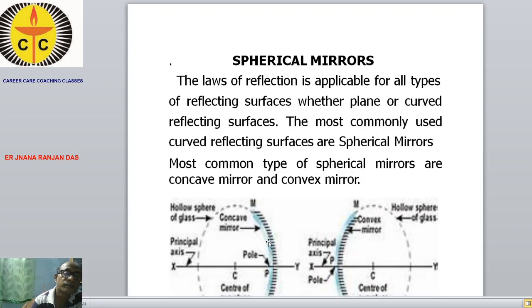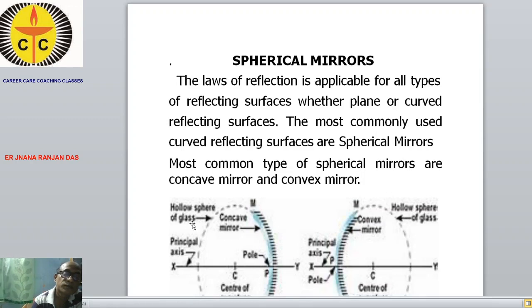The concave mirror is a spherical mirror, a section of a sphere, whose reflecting surface is curved inward. Similarly, the convex mirror is a spherical mirror which is a section of a sphere. That means it is a part of a sphere. Take a sphere and cut out a section of that.